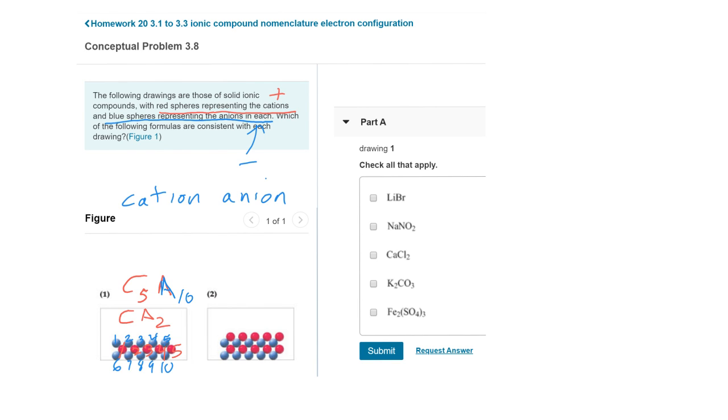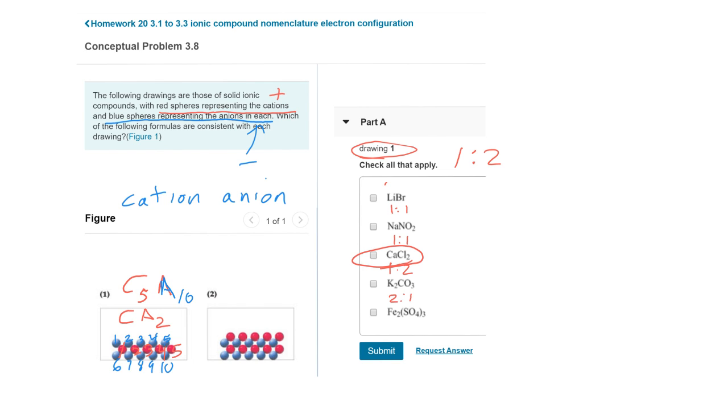So we go over here, since part A, they're asking about drawing 1, which of these could be this? If we look, which is a 1-to-2 ratio? Well, you've got 1 lithium to 1 bromide. That's a 1-to-1 ratio. Here's a 1-to-2 ratio. That's a 1-to-1 ratio. That's a 1-to-1 ratio. That's a 1-to-2 ratio. So calcium chloride is 1.